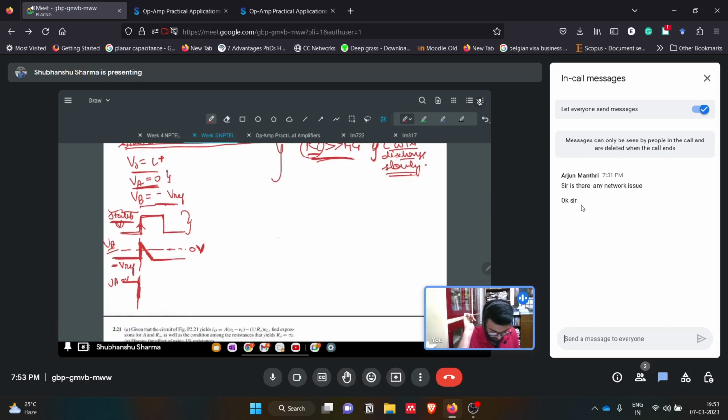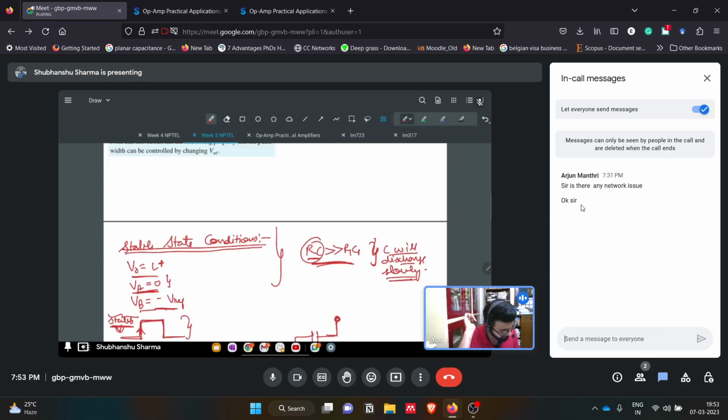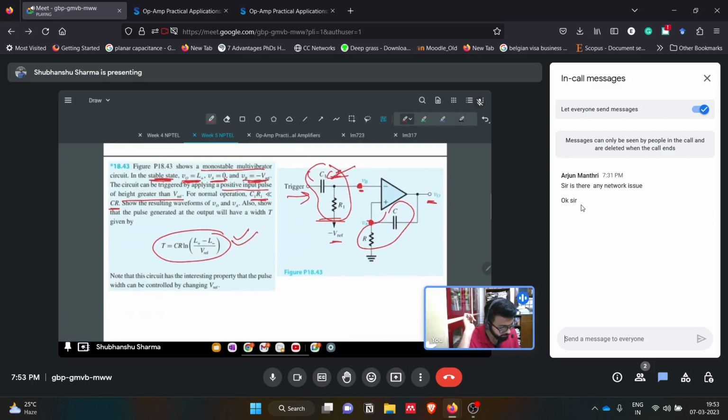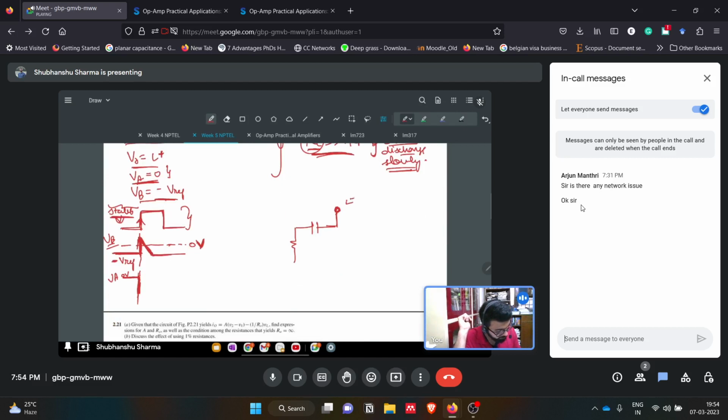I will just make the circuit for you. The circuit will look like this. We gave a positive trigger here, so it will make VB greater than VA momentarily, because VA is 0 volts in the stable state. Once we give a positive trigger at VB, the VB voltage will be greater than VA. Based on that, the op amp, which was initially at L plus, that is plus V sat, will move to the L minus state because VB becomes higher.